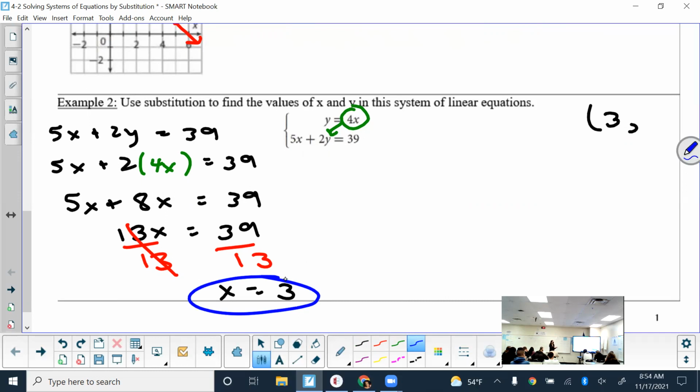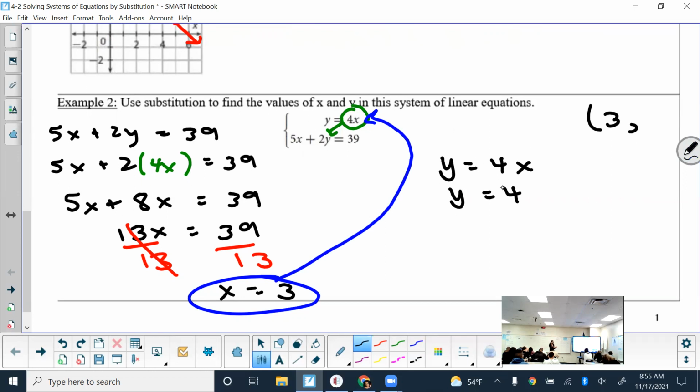Put it in whichever one looks easier. So I'm going to plug it into the top one, because that one's shorter. All right, so I have y equals 4 times x, but now we're replacing x with 3. So y equals 4 times 3, which is 12. Now we have the entire answer.